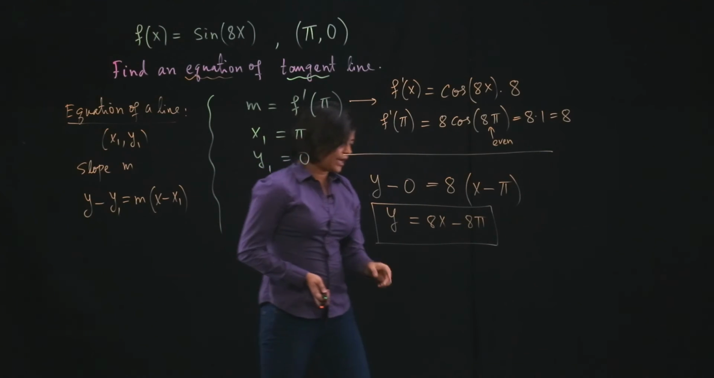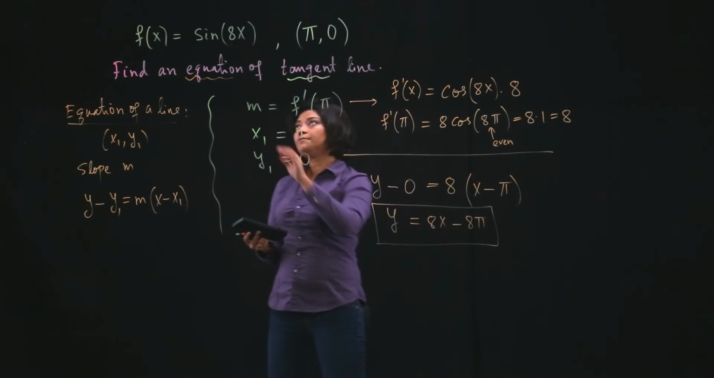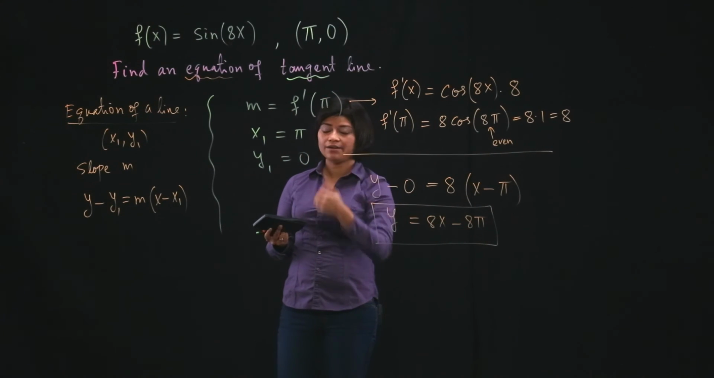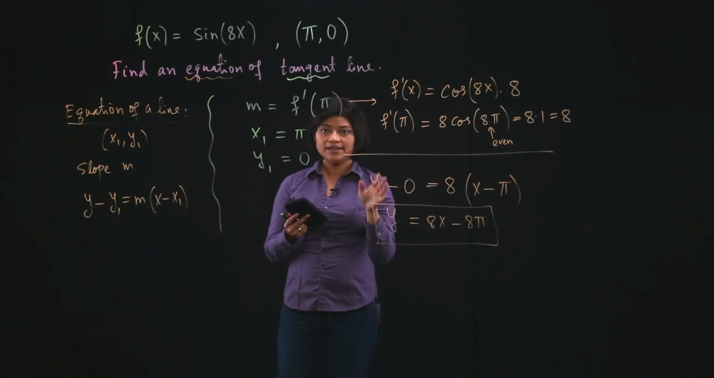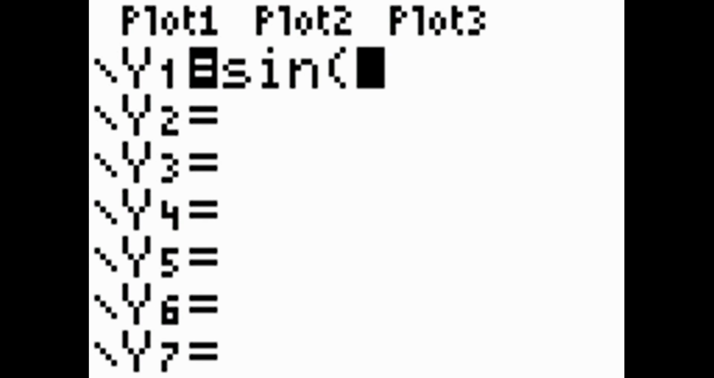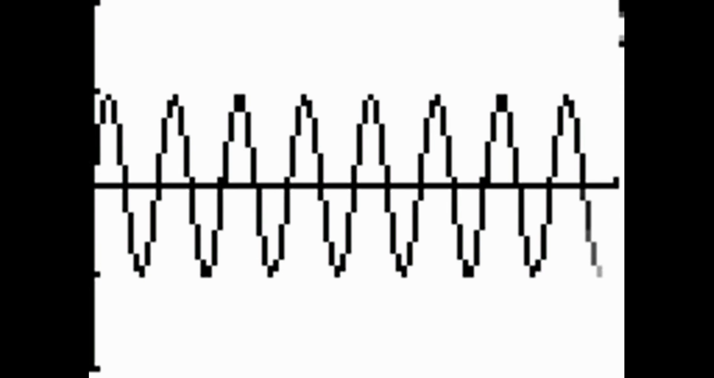Okay, now let's use a graphing utility to graph the function f and this line, which is supposed to be the tangent line to the graph at the point x equals pi. And let's do it in the same window. So y1, plug in sine of 8 times x. y2 is 8 times x minus 8 pi, and graph it. So it at least checks that this line is tangent to the curve. You can see it. But let's check more.